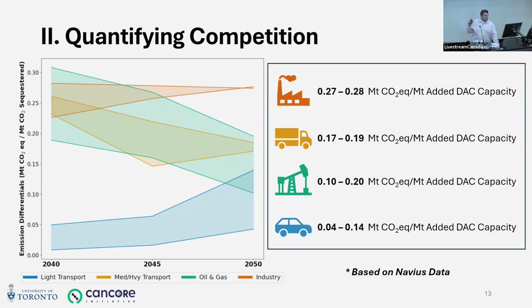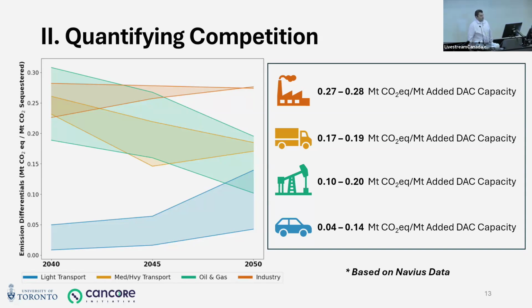So, in 2050, the industrial sector showed the strongest competition. Emissions increased by between 0.27 and 0.28 megatons of CO2 equivalents per megaton of added DAC. Medium and heavy transport followed at about 0.7 to 0.19, while oil and gas ranged between 0.1 and 0.2. Other sectors showed lower or negligible responses. Light transport peaked at 0.14, but remained mostly under 0.1 in everything up to around 2047 or so.